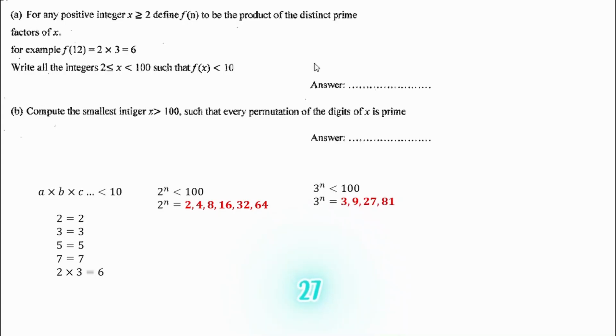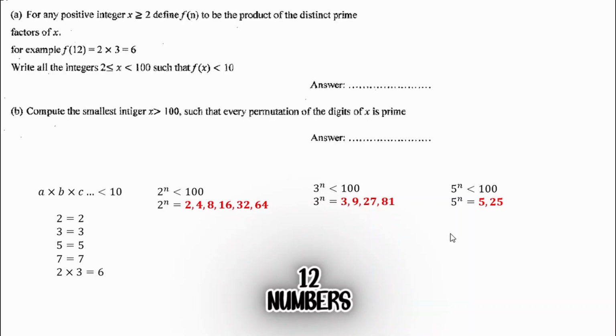3, 9, 27, 81. These are the numbers applying for 3 to the power n. Now I use the same concept here, so hope you understood that. So now we found 10 numbers suitable for this entire inequalities. So now we're moving on to 5 to the power n less than 100. So here we have 2 possibilities, which are 5 and 25. So now we have 12 numbers, but still I'm not done yet.